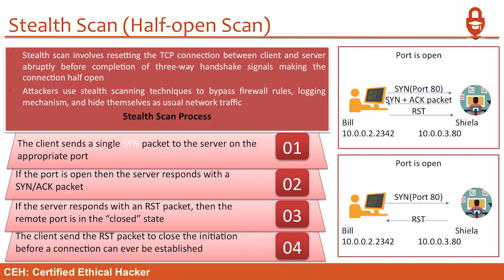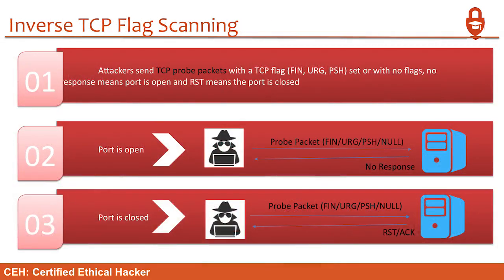A half open scan is when you just send the SYN, right? So let's take a look at the picture on the right. The port is open. You send a SYN, you get a SYN plus an ACK back, so there's two flags set, and then you send a reset. So that port is open. And if you send a SYN, you get a reset back. So you know that it's closed. That's a stealth scan.